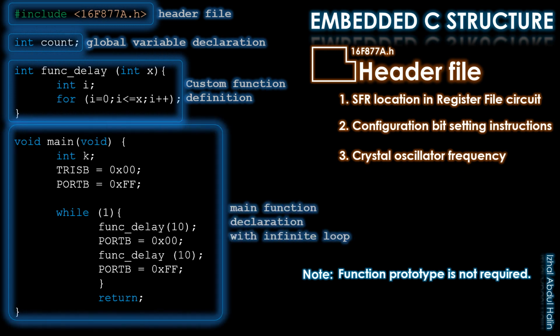Finally, you will have one main function in your program. In it you will have an infinite loop that is implemented using a while one loop. Once your program executes, the statements contained in the while one block will be executed until you turn off your microcontroller. That's all for the program structure.